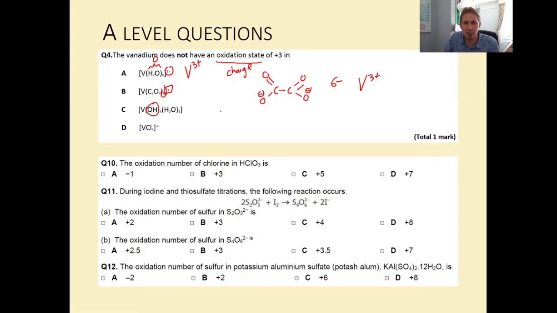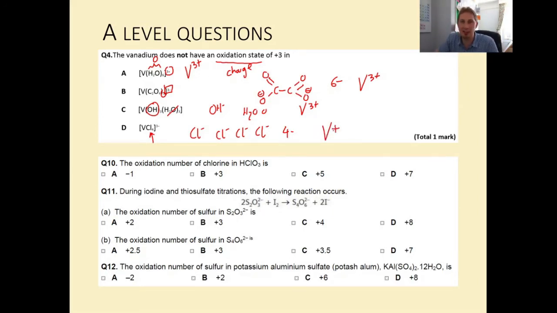Here, hydroxide, OH-, has a charge of -1. Water, we've said, has a charge of 0. So we've got 3 times 0, 3 times -1. The whole thing's neutral. So again, that must be V3+. Which means the one that must not have the charge of +3 is this. And again, we look at Cl. We realise that is a chloride ion, and there's 4 of them. So there's an overall charge of 4- from those. The whole thing has a charge of 3-. So the vanadium must here have a charge of 1+.